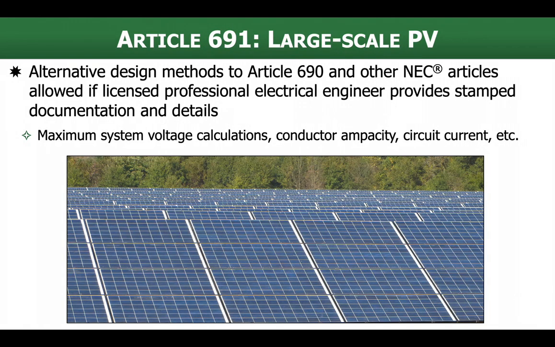Large-scale PV has some of its own allowances. These are systems that are over 5 megawatts generating capacity, so 5 million watts of inverters. And these, again, are allowances for professional electrical engineers. They've got to be part of the stamped plan set, documentation, details have to be provided. But here we can do things like circuit current, conductor ampacity, maximum system voltage calculations. Provided these are being done following industry standard methods that are documented by a licensed PE, these can be valid and submitted as part of a permit package for a plan set.